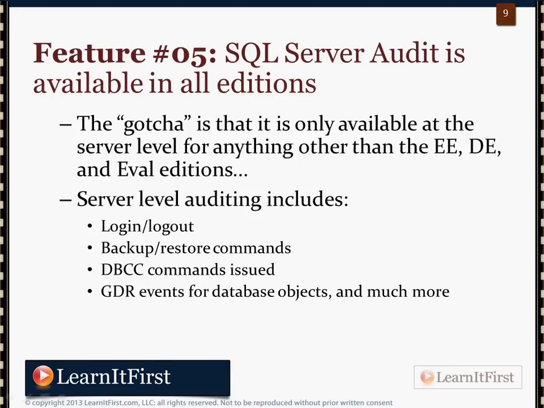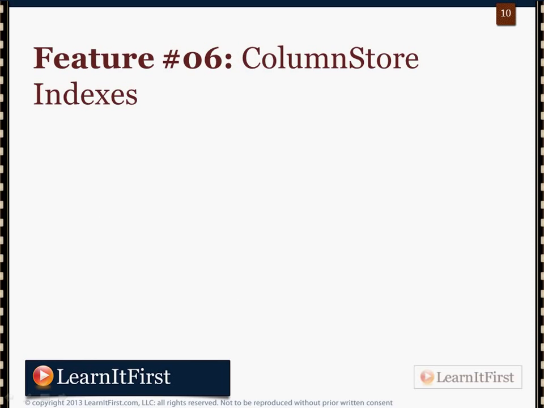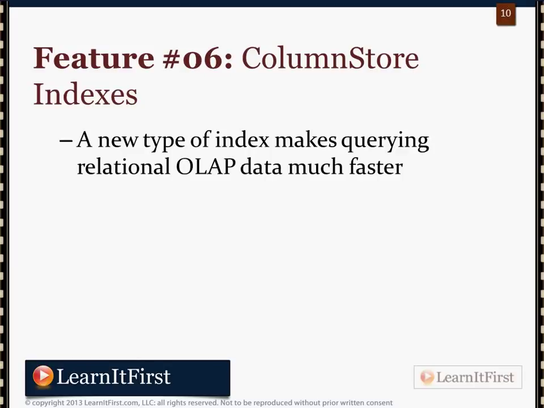Okay, and there are a lot more. I just kind of ran out of space to list them. Definitely one of my favorite features for SQL Server 2012 are ColumnStore Indexes. This is one of those that gets a lot of the headlines. So when people start talking about, oh, why would you go to SQL 2012 instead of 2008 R2? This is one of those killer features. This is a new type of index that simply makes it faster to query relational OLAP data.